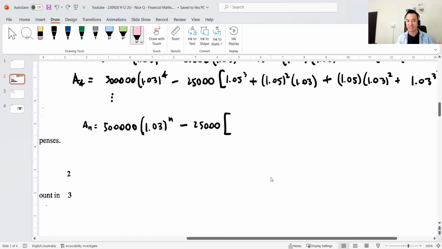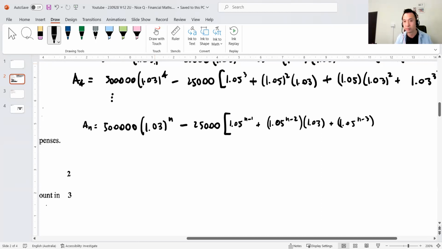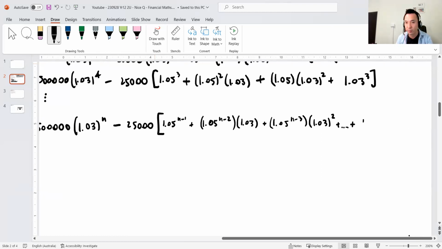If that's AN, I'm going to go 1.05 to the power of n minus 1, plus 1.05 to the power of n minus 2, because it's 1 less, and then multiply that by 1.03 to the power of 1, plus 1.05 to the power of n minus 3, 1.03 squared, etc. And then the last one is going to be 1.03 to the power of n minus 1, inferred by the steps upstairs.